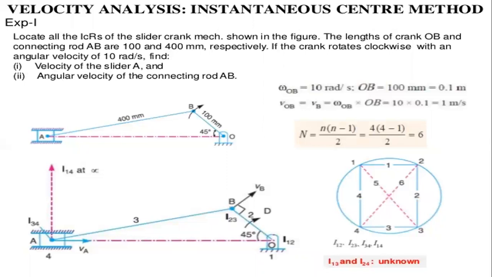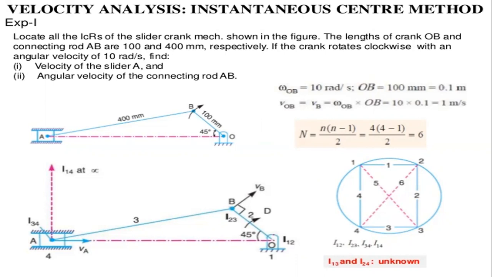So this is the given problem. First of all, study the question carefully and then we are going to solve the problem. Locate all the instantaneous centers of the slider crank mechanism shown in the figure. The length of the crank OB and connecting rod AB are 100 and 400 mm respectively.